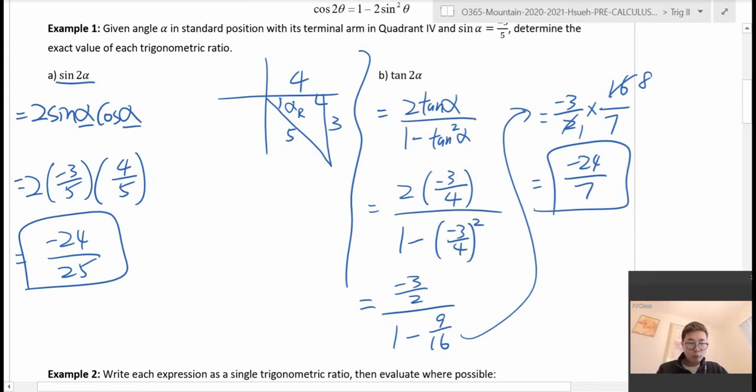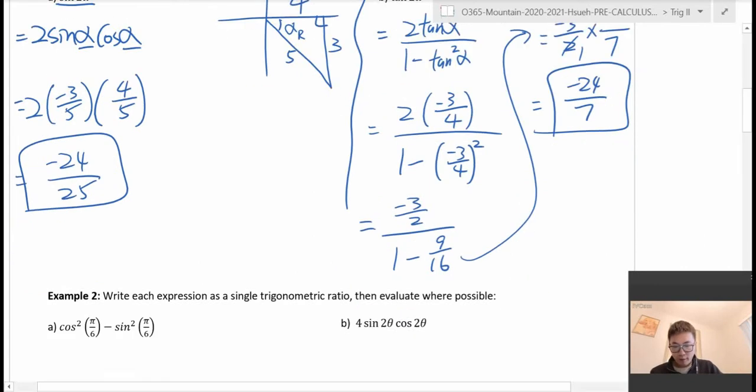Hopefully not too difficult for you. Again, given the information, you should be able to draw the triangle, and then we can use that triangle to solve these problems, as we've seen in 9.5.